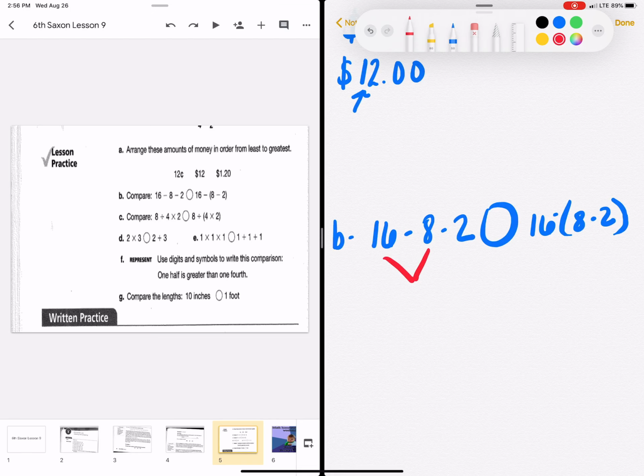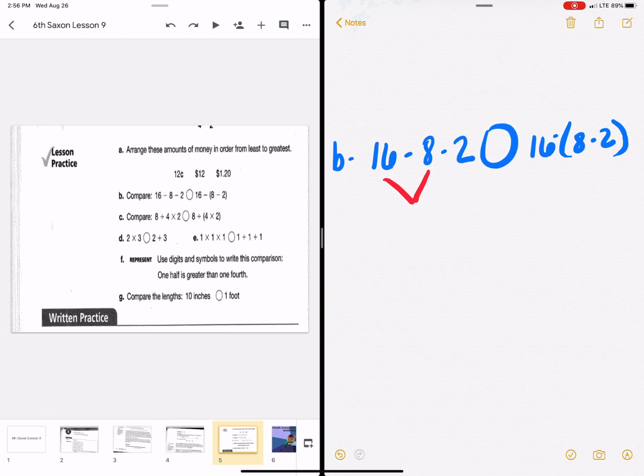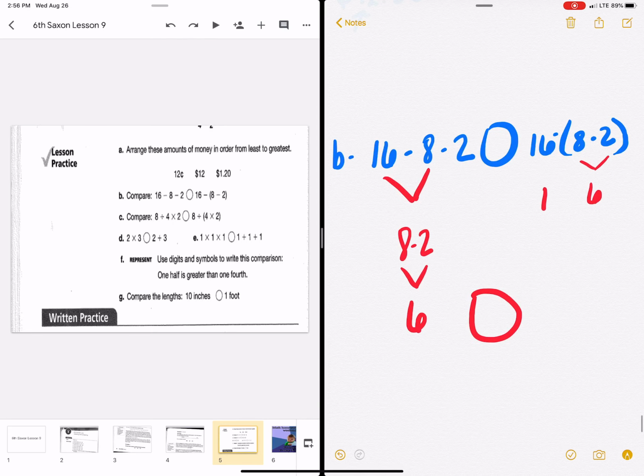So let's do the first side. 16 minus 8 is 8, minus 2 is 6. So we're really going to write our answer down here. 8 minus 2 is 6. 16 minus 6 is 10. Now we put our symbol in. So parentheses wins this time.